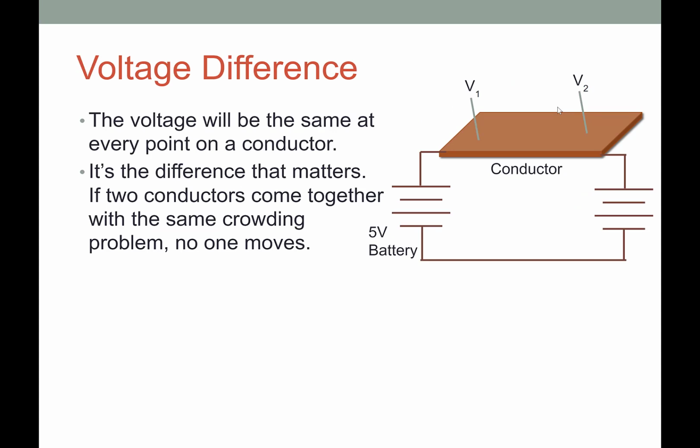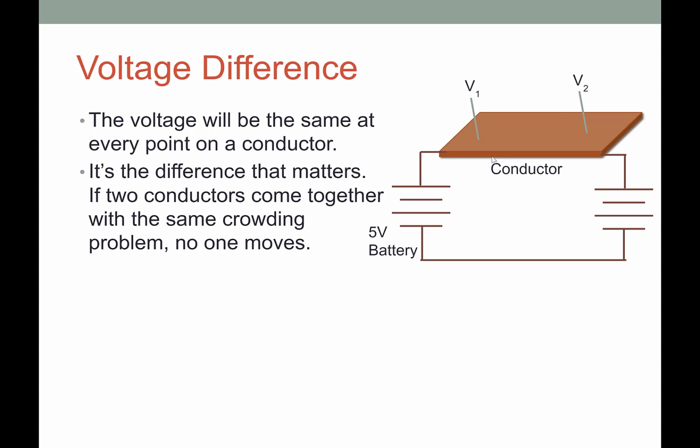A voltage difference is that energy or potential that is going to push electrons along a conductor. Everywhere on a conductor, the voltage will be the same. So if I have a copper plate or some other good metal conductor, the voltage everywhere along that is going to be about the same. And similarly with a conductor wire, the voltage is the same everywhere along that wire.